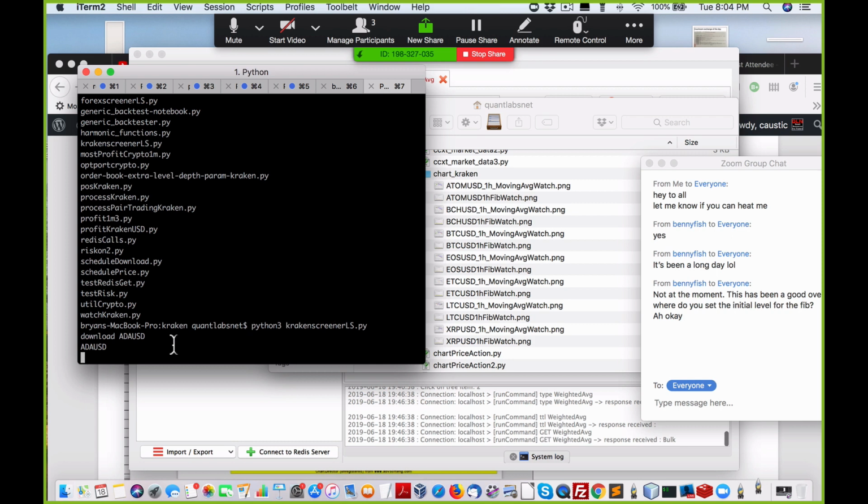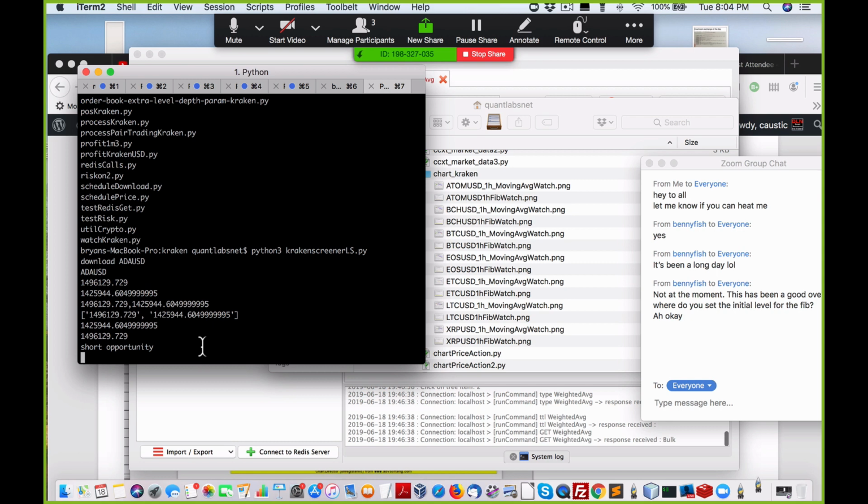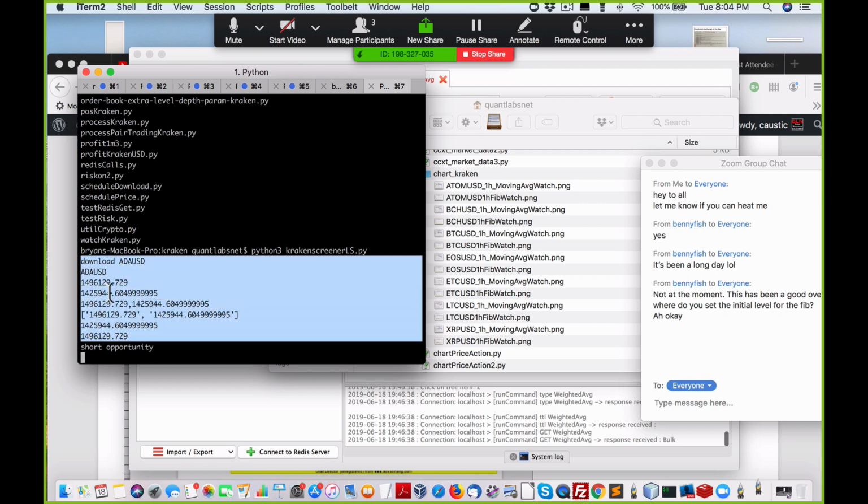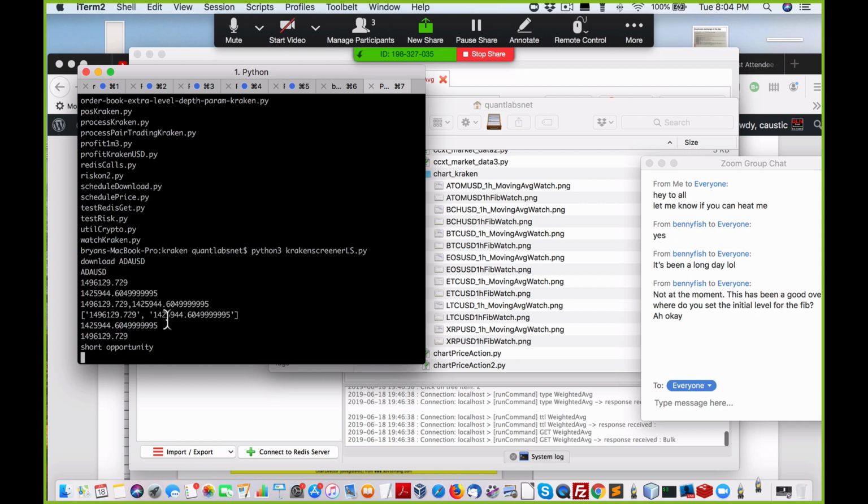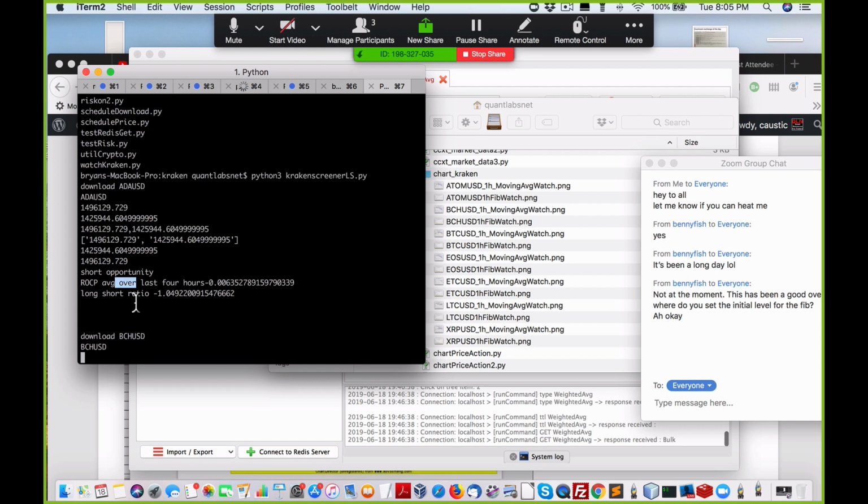So right here as an example, what it's doing is downloading 88 Cardano against US dollar, and it's grabbing the bids and asks. I can't remember which one's which. I think these are the bids and this is the ask. No, this is the ask right here. This one right here is the ask. This is the bid currently for the last hour on the price. So that means it's a short opportunity.